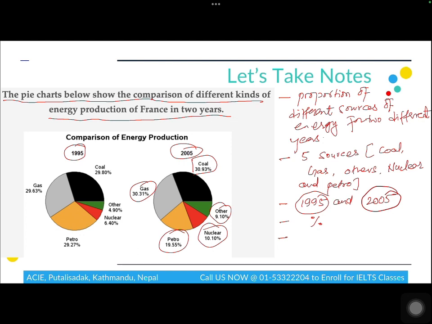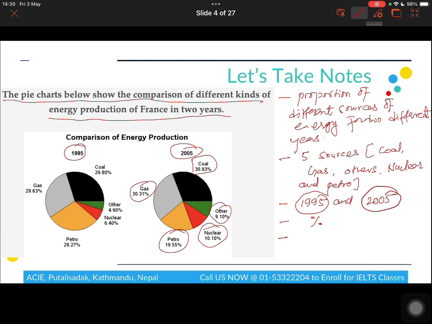So we can talk in this question from both the highest and least data points perspective, and we can also talk from the perspective of increasing and decreasing trends, right? So now let us make notes for that.